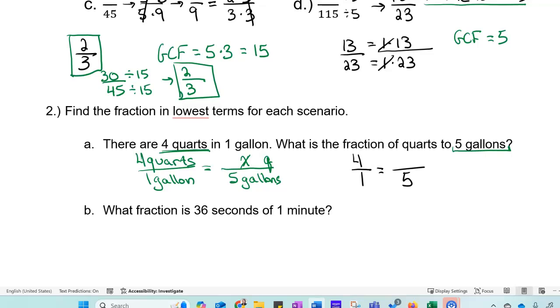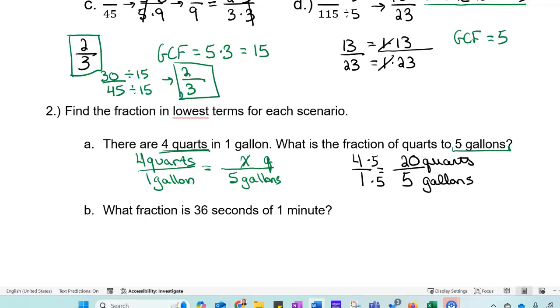So the question is, how do I get from 1 to 5 using multiplication because I'm going from a smaller number up to a bigger number? So I multiply by 5. If I do one thing to the bottom, I've got to do it to the top. So I multiply by 5 and I get 20. So it's 20 quarts, right? Because that's the unit that's in the numerator, to 5 gallons.